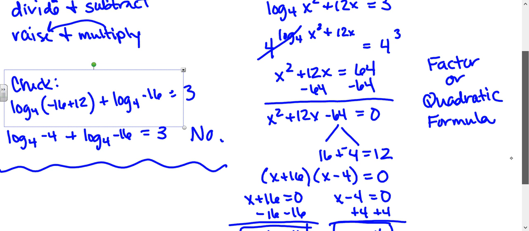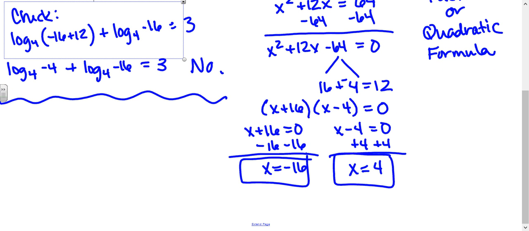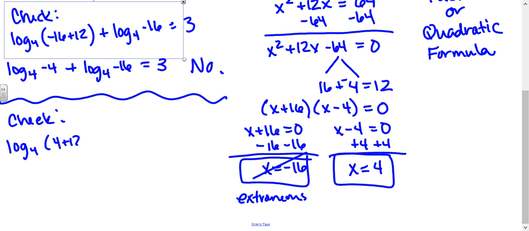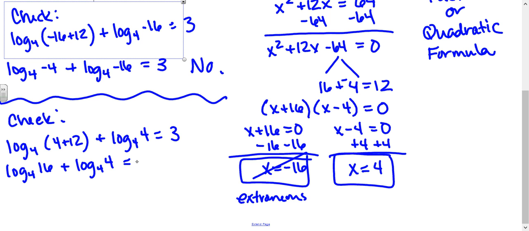So this one is extraneous. So we're going to cross that one out and write extraneous. Okay, then if we check 4, then we have log base 4 of 4 plus 12 plus log base 4 of 4 equals 3. So log base 4 of 16 plus log base 4 of 4 equals 3.